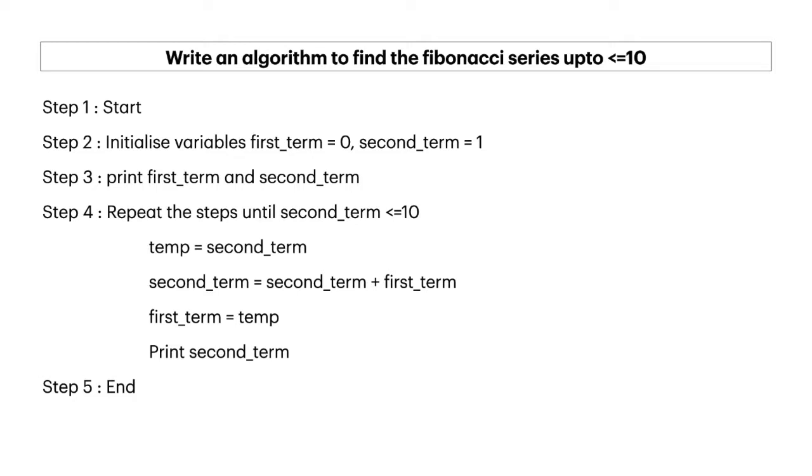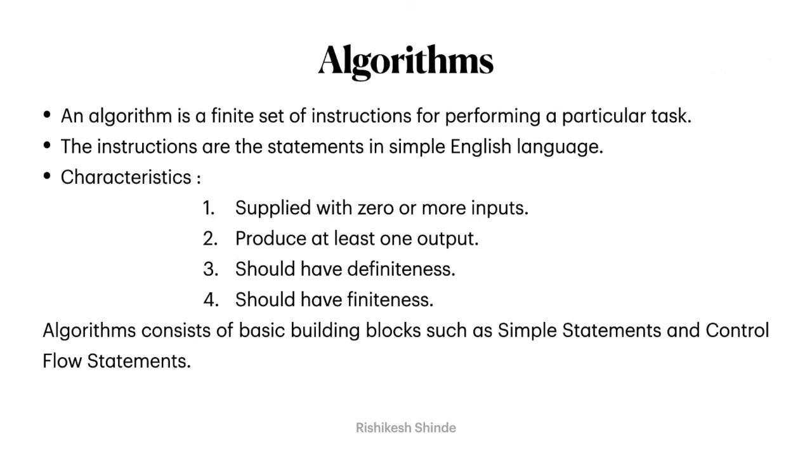So this is how we can write an algorithm to find the Fibonacci series up to less than or equal to 10. These are some examples of algorithm writing practice. You can do more practice by writing algorithms for the general problems that we can solve using programming. Today we saw our first program designing tool, that is algorithm. We saw some examples of algorithm writing.